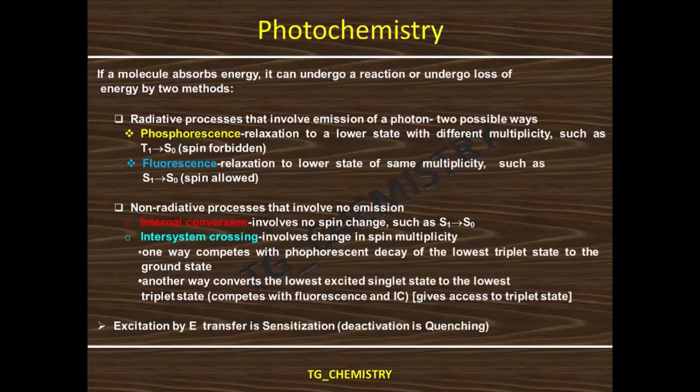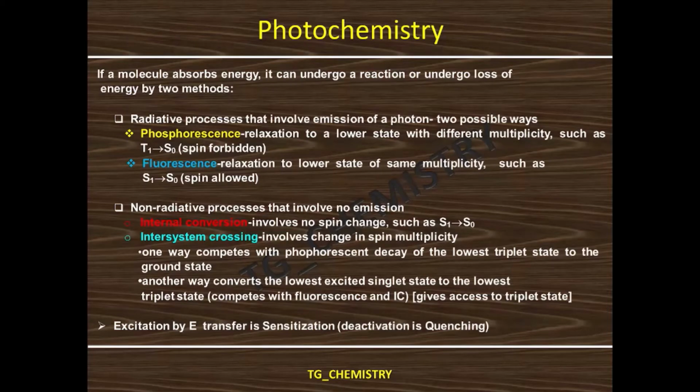The second process which can be associated with the phenomena of photochemical irradiation is the non-radiative process, and that will involve no emission. This includes internal conversion, which involves no spin change, such as from S1 to S0, and intersystem crossing, which involves a change in spin multiplicity, and one way competes with the phosphorescent decay of the lowest triplet state to the ground state.